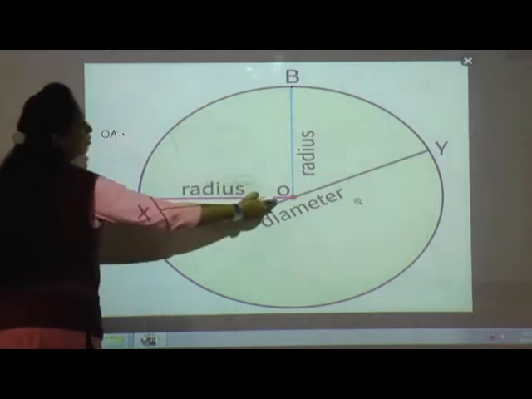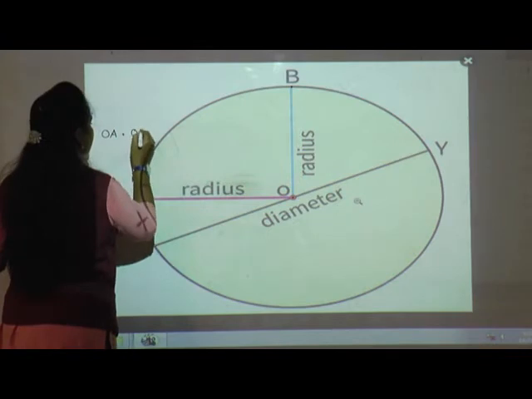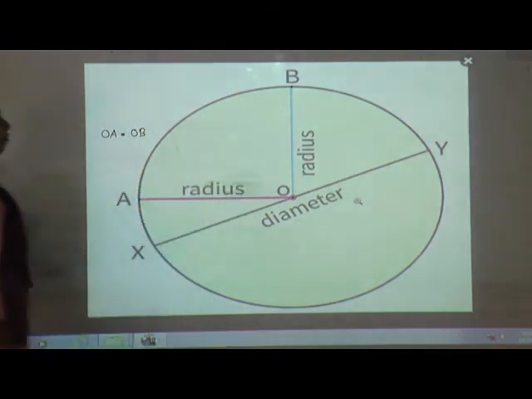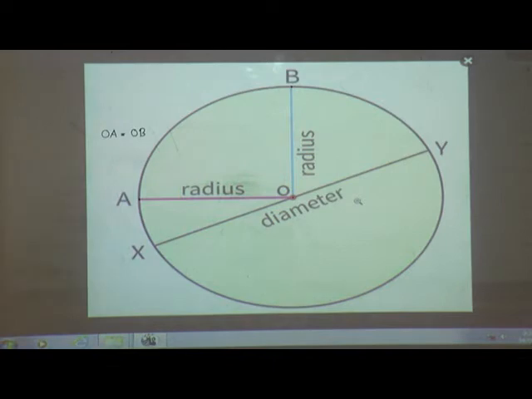OA is equal to OB. Why have I written equals? Because they have the same distance. Now the fixed distance between the center and any point on a circle is called its radius.